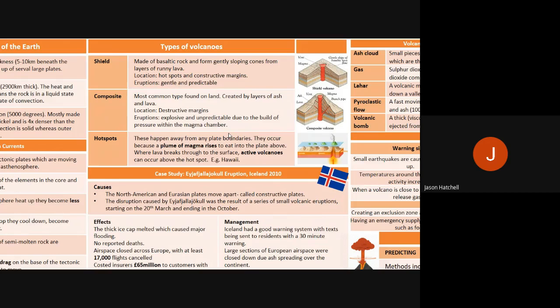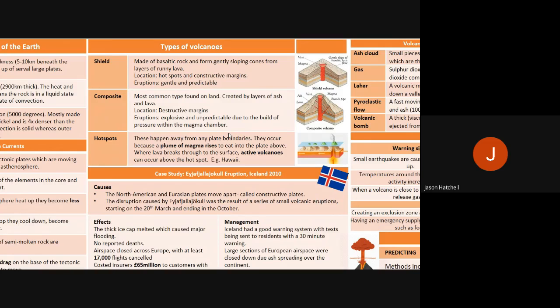Now, the African plate is an example of this. In the middle of the African plate, we have a lot of hotspots. Essentially, a hotspot is where there is a plume of magma, a chamber underneath the plate, pushing upwards because of the convection currents, and it essentially eats into the plate. It creates a weakness in the plate, and that means the lava can break through the surface.